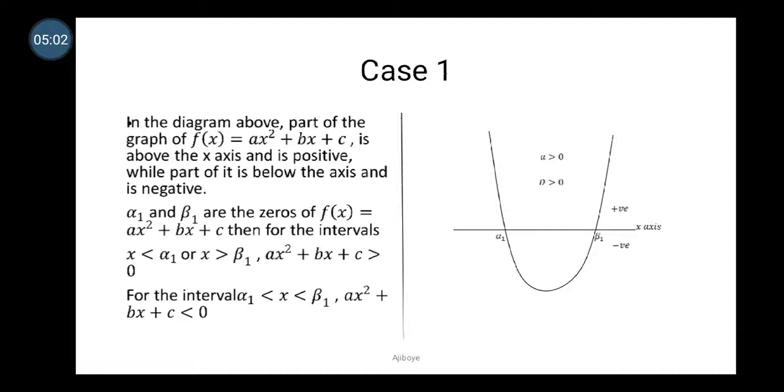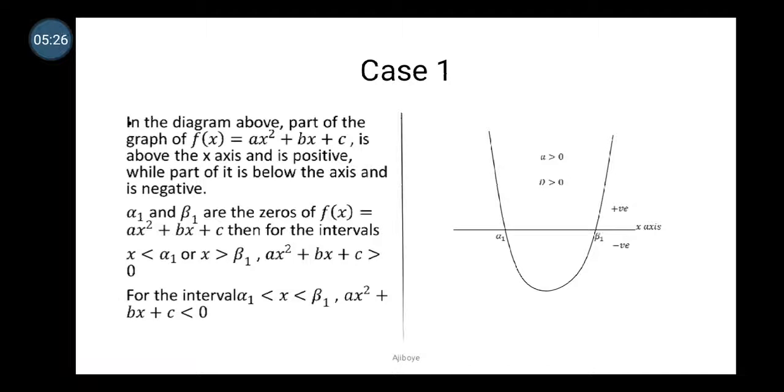Now, you know that whenever you draw a quadratic graph, where the graph cuts the x-axis are the roots or the solution of the quadratic equation or the quadratic relation. So let's call the places where the graph cuts the x-axis alpha 1 and beta 1.